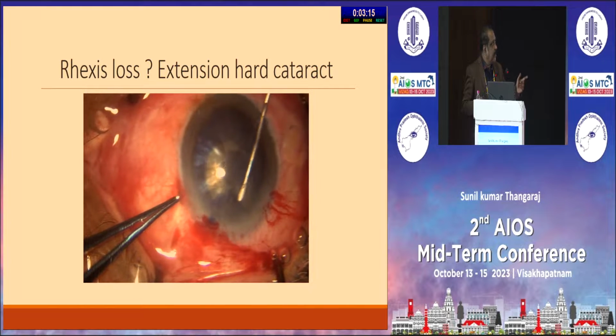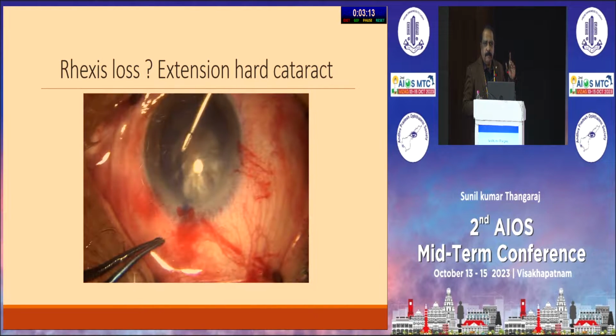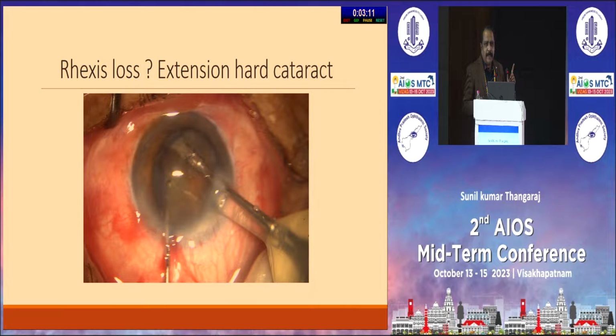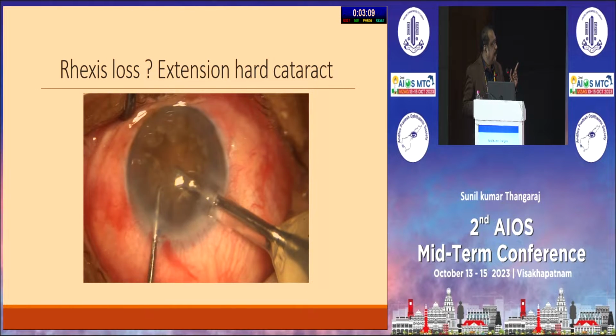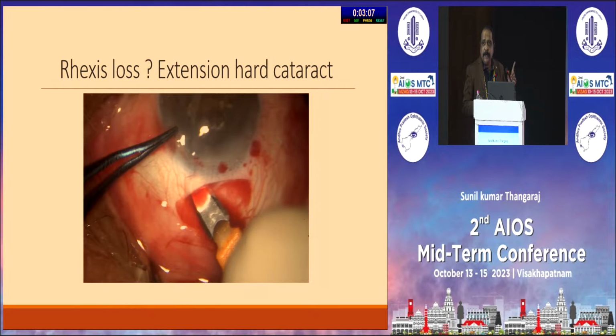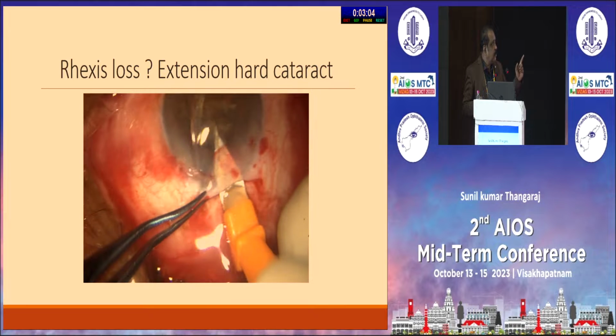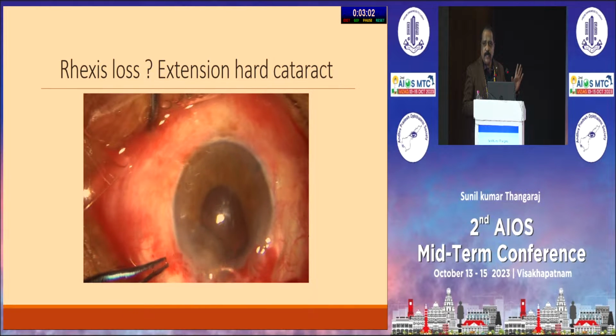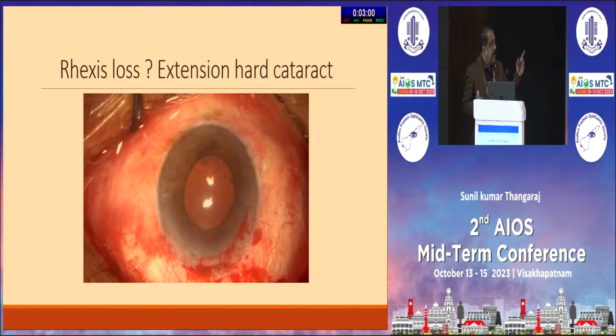And now this is another case, almost similar, but see what happens. When I am doing the rhexis, I've lost it superiorly. When I lose it superiorly, I think I can still go ahead. I tried my best, but then it became very difficult. So again, I just converted it to SICS. When you have already made some disassembly of the nucleus, believe me, it's very difficult to do SICS then. Very difficult to take out these pieces. The best way is to put in visco and visco-express it out.